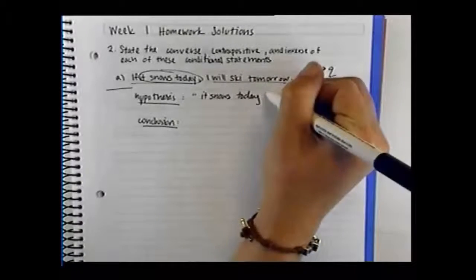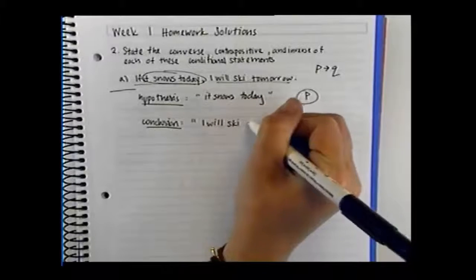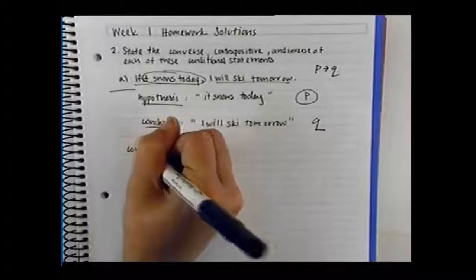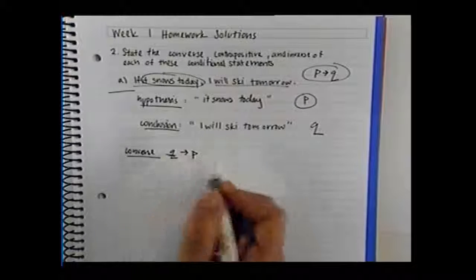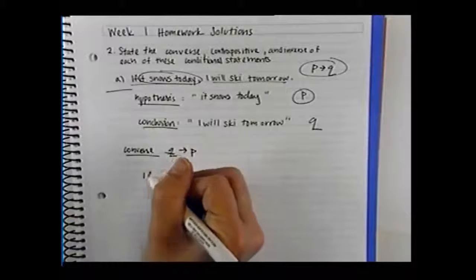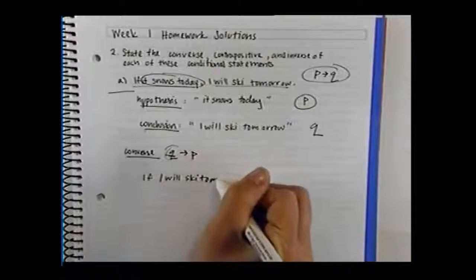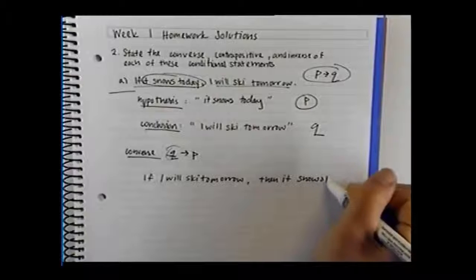When I'm looking at these other forms of the conditional, I'm going to think about this like P. And my conclusion is I will ski tomorrow, and I'm going to think about this like Q. So if I'm trying to think about the converse of this statement, if I'm looking at P implies Q, the converse is going to be Q implies P. So I'm going to start with my conclusion: if I will ski tomorrow, then it snows today.